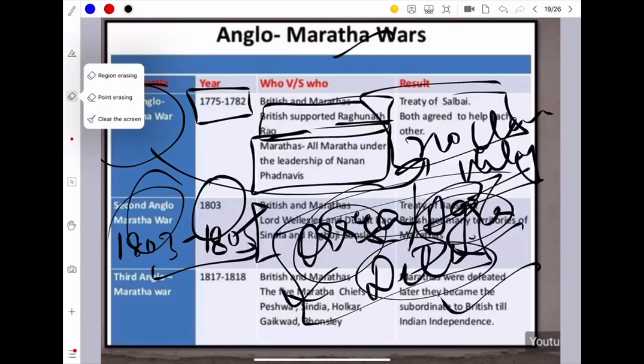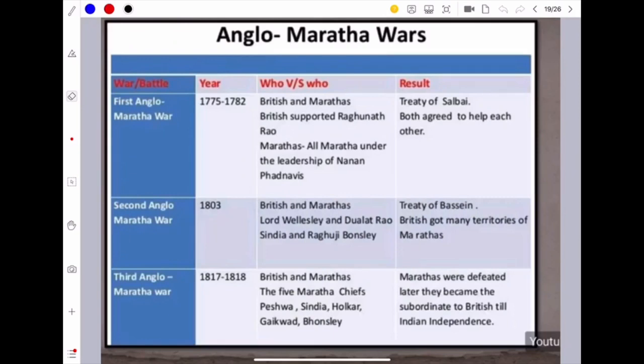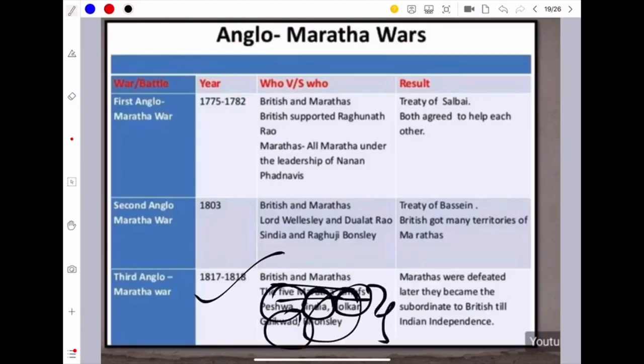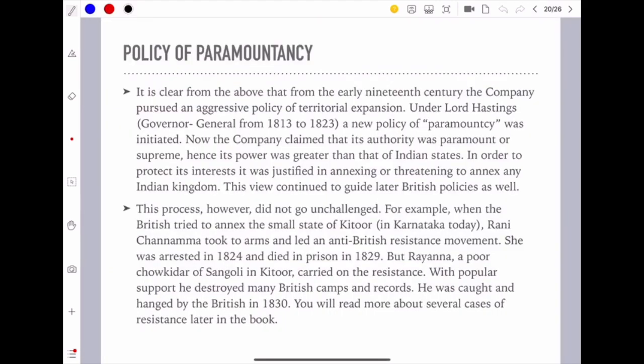The third Anglo-Maratha War crushed the Peshwas. It was a clear victory of the British. The five Maratha chiefs were Peshwa, Sindhia, Holkar, Gaikwad, and Bhonsle. The Marathas were defeated and later became subordinates of the British until Indian independence. Is this much clear, the war with the Marathas? Three wars occurred, which we call the Anglo-Maratha War.